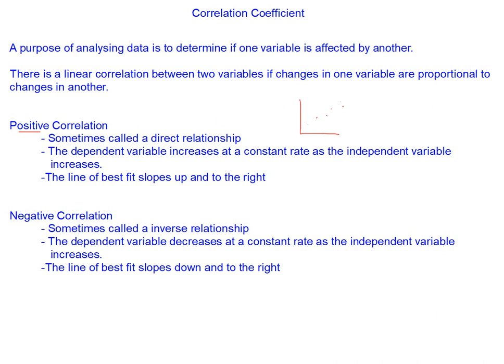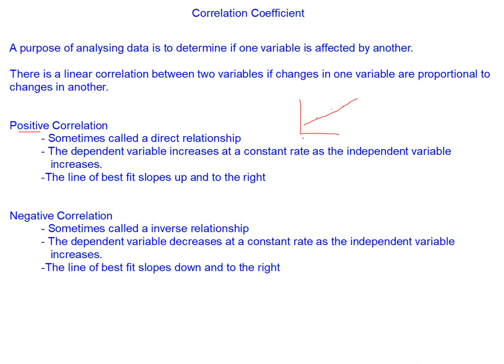So the dependent variable, the y value, increases at a constant rate as the independent variable, the x value, increases. If we were to draw a line of best fit, it might go something like this, and it would slope up and to the right. So a positive correlation is a relationship that has a positive slope.